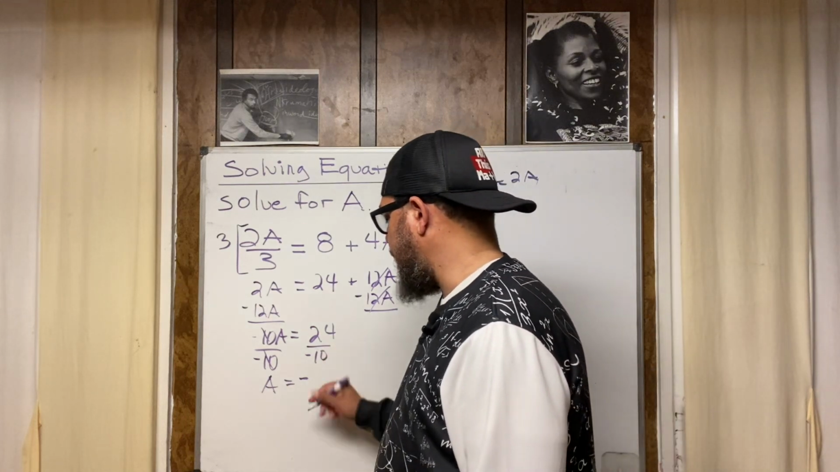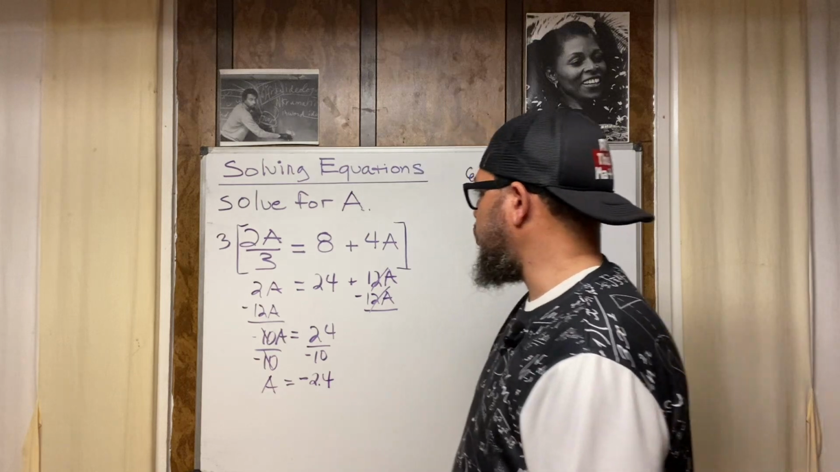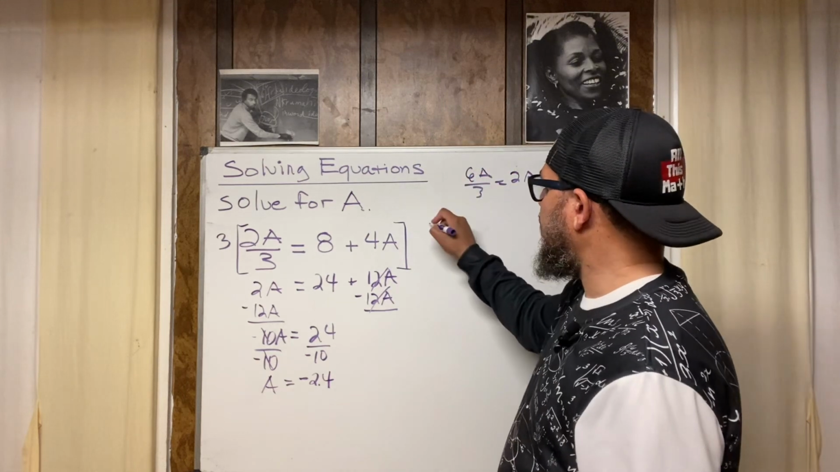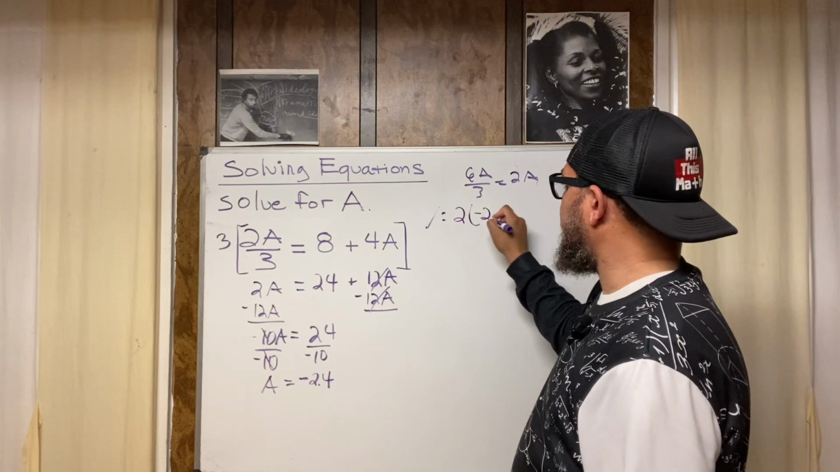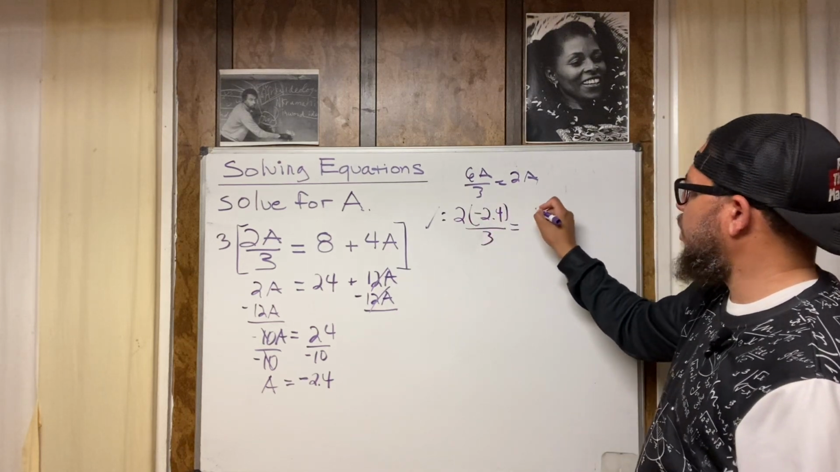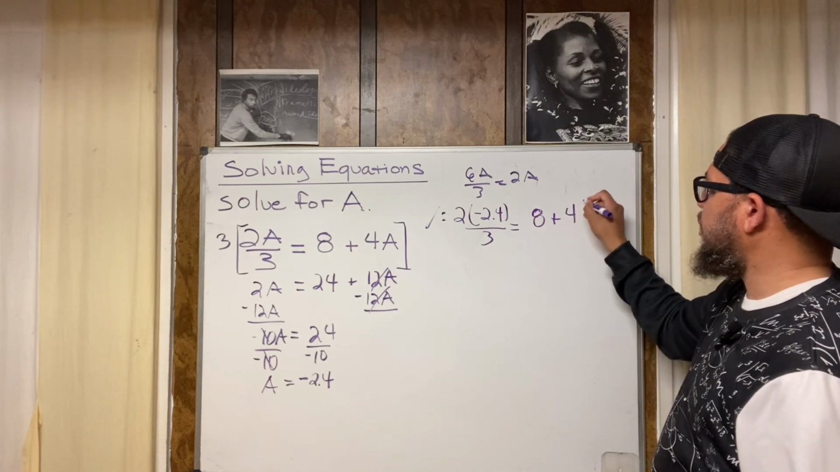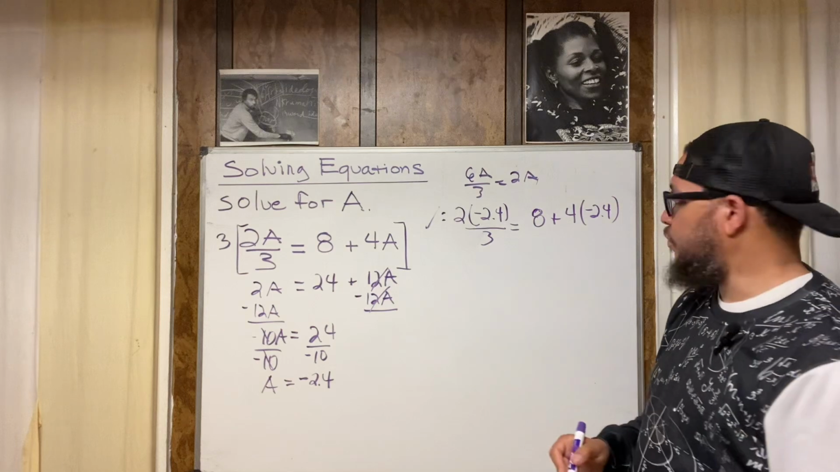So 24 divided by negative 10 is going to be negative 2.4. So A equals negative 2.4. Now let's check our work because we want to see if this is true. So we're going to do 2 times negative 2.4 over 3 is equal to 8 plus 4 times negative 2.4. Now we think this is true. Let's see if it's true.